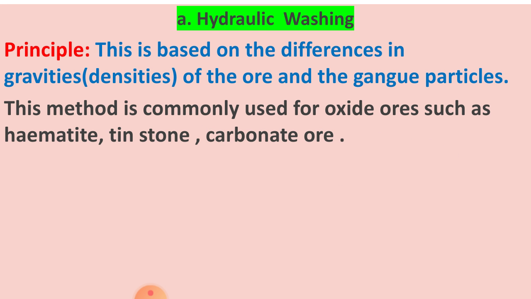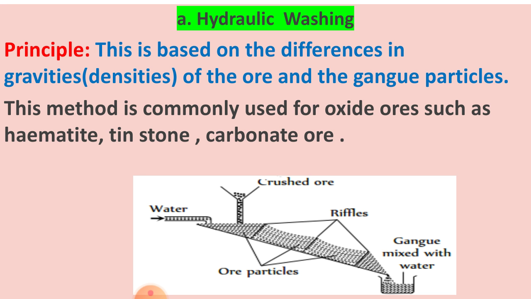This method is commonly used for oxide ores such as hematite, tinstone, carbonate ores and also native ores of gold, silver, etc. In this process, what basically happens? The lighter earthy materials, that means impurities, are removed from the heavier ore by washing with water. That's why this is called levitation. Here one diagram is seen.